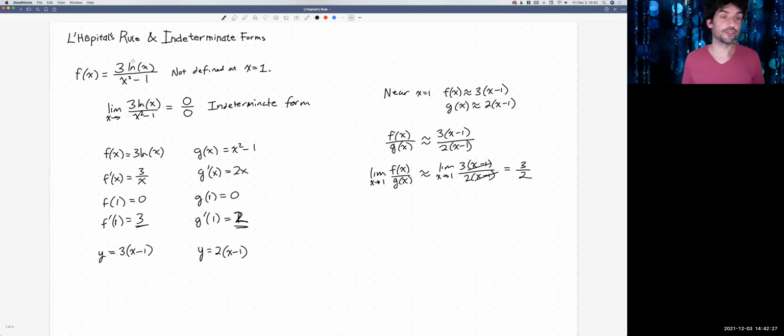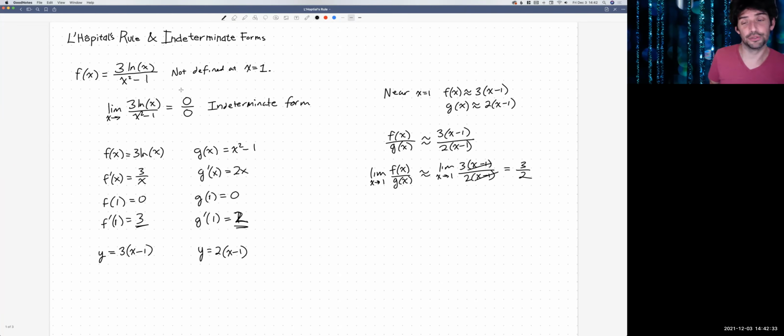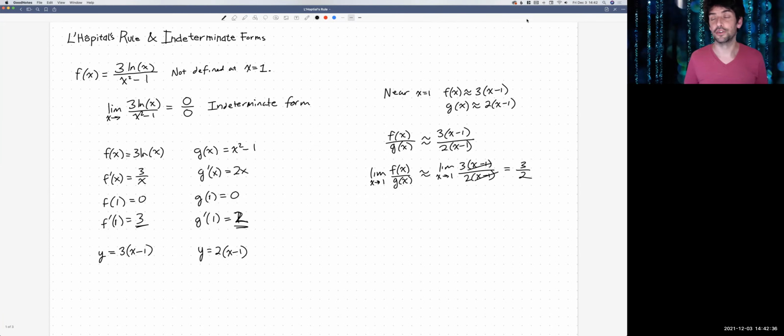All right, so this first example I think was very good. 3 natural log of x over x squared minus 1. There's not a lot you can do with that natural log, but with L'Hopital's rule, it's a pretty straightforward derivative or limit to take.